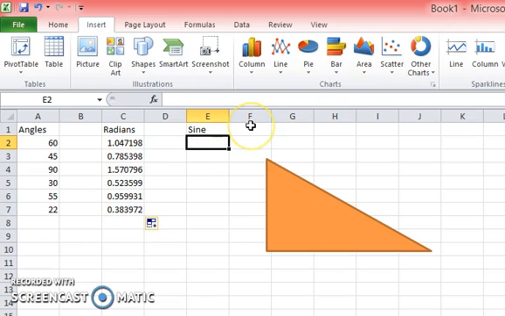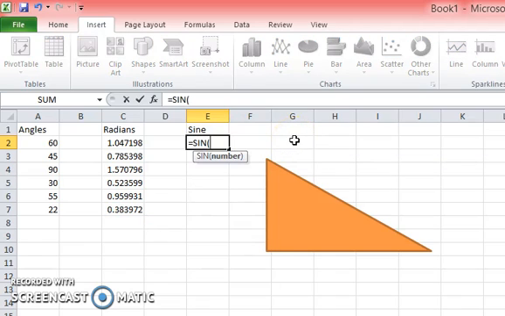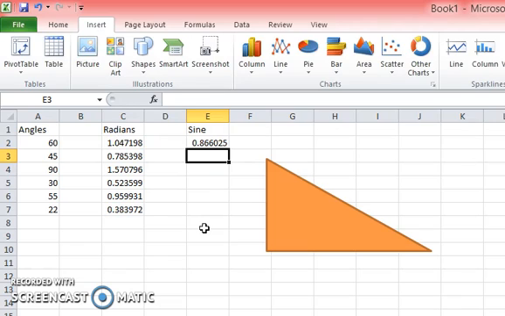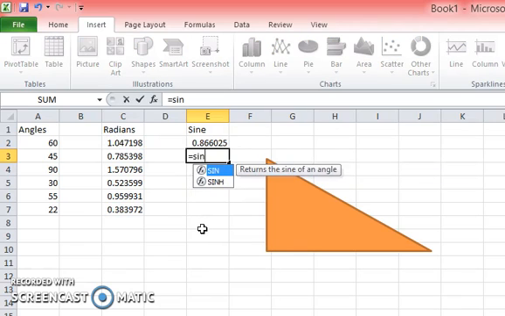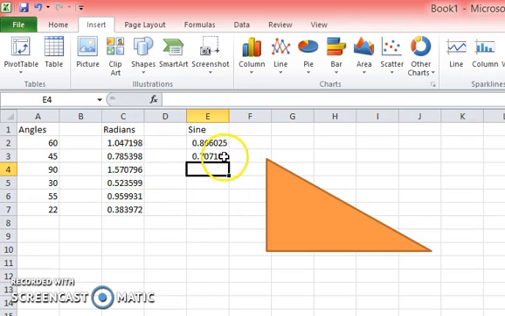Move on to the sine function itself. Just type in equals SIN. Very simple function. And then you can just select the angle in radians and press enter. And there you have it. I'll show you one more time. Sine. Select the angle in radians. And there you have it.